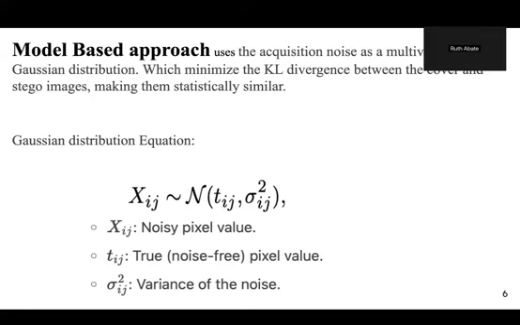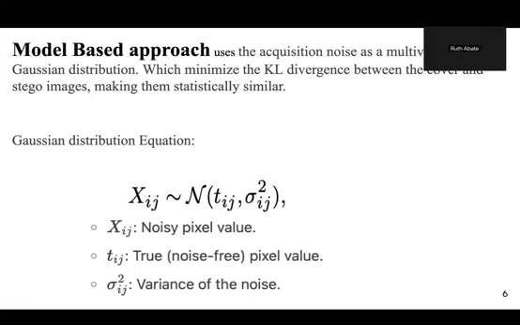Now let's talk about KL divergence, or Kullback-Leibler divergence. This is a measure of how one probability distribution differs from another. In steganography, we want the stego image to be statistically indistinguishable from the cover image. The KL divergence quantifies this difference. By minimizing the KL divergence, the author ensures that the stego image closely resembles the cover image in terms of its statistical properties. This makes it harder for an attacker to detect the hidden message.